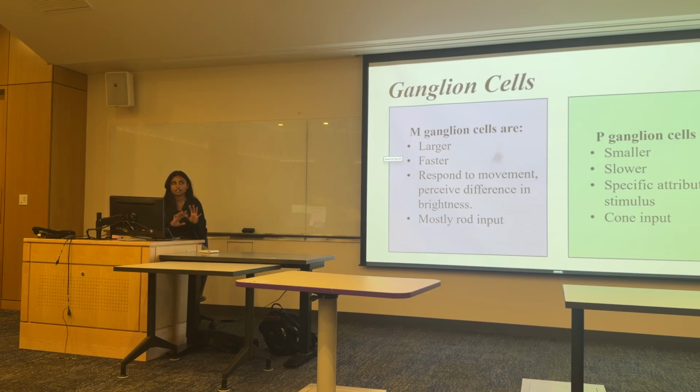Okay. Are there any questions about the cells in the retina? Okay. So if you're in a really bright room, like for example, a sunny park, which type of ganglion cells are going to get activated? Okay. P ganglion cells. Nice. So far.